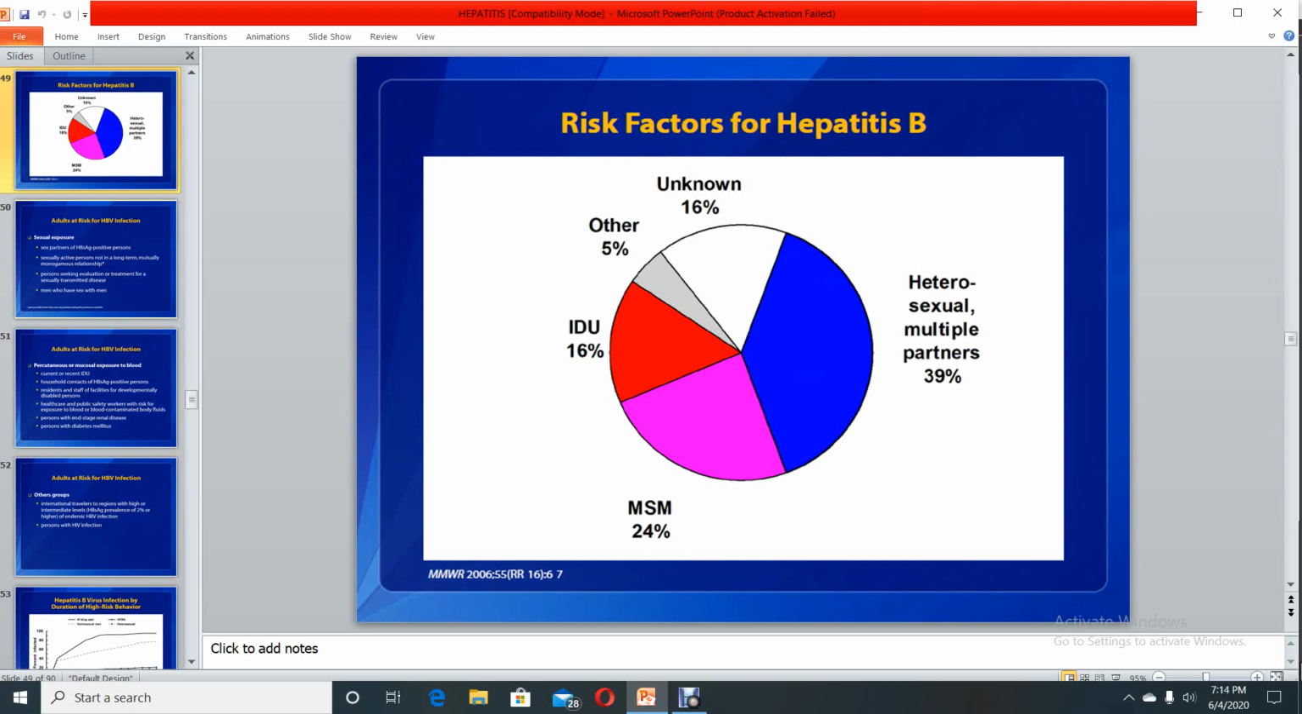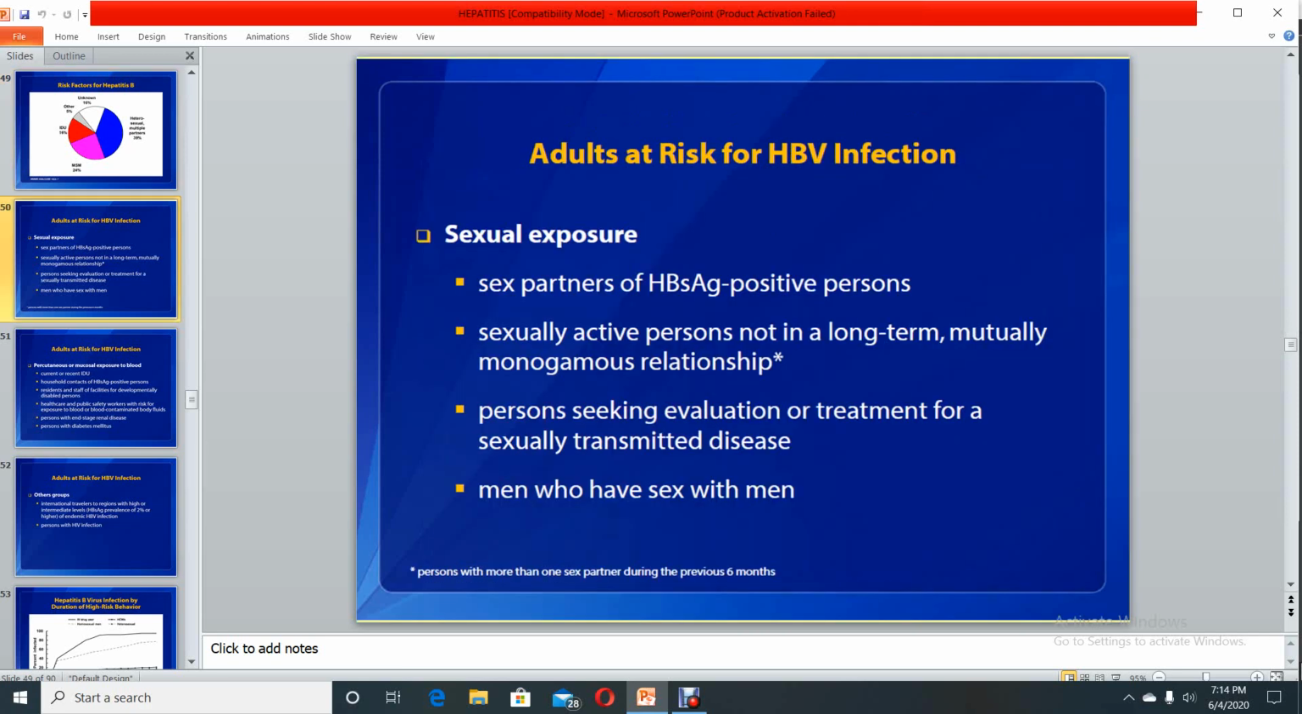The risk factors of hepatitis B are again: man sex with man, that is sodomy, 24%. This is quite significant. And heterosexual multiple partners, 39%. IDU, injecting devices users. Gynecologist procedures 16%, dental procedures are included, other 5% including blood transfusions and so on. Unknown, meaning no etiology was found, is 16%.